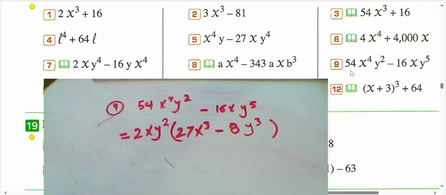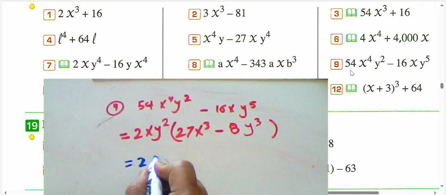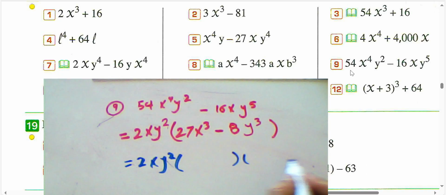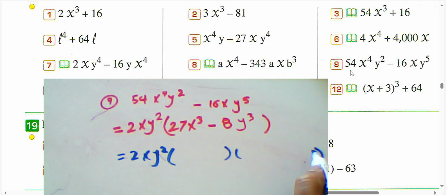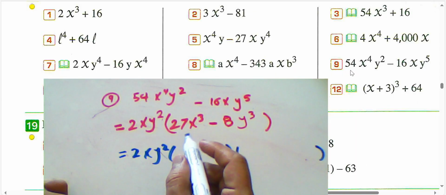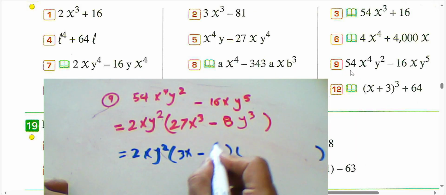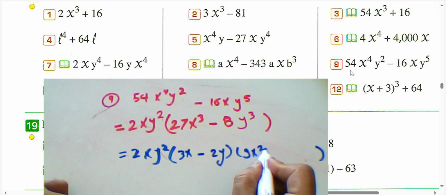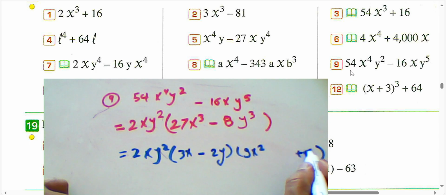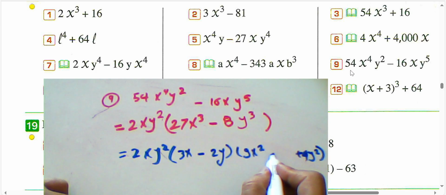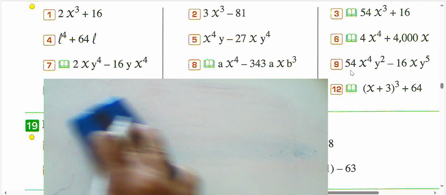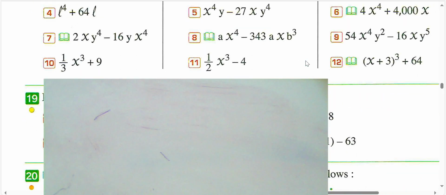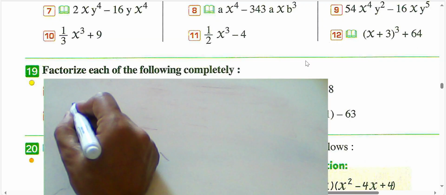You can complete factorizing this expression. Write 2x y power 2, small brackets and greater brackets. Cubic root of 27x power 3 will be 3x. And the cubic root of 8y power 3 will be 2y. 3x power 2 will be 9x power 2. Negative 2 power 2 will be 4y power 2. And in the middle, the sign here is negative, so it will be positive. Change, and 2 times 3 is 6, x product y, xy. Okay, understood?